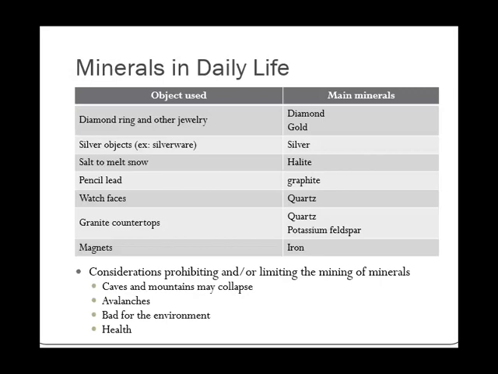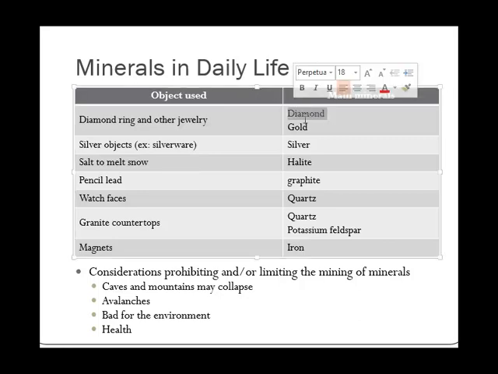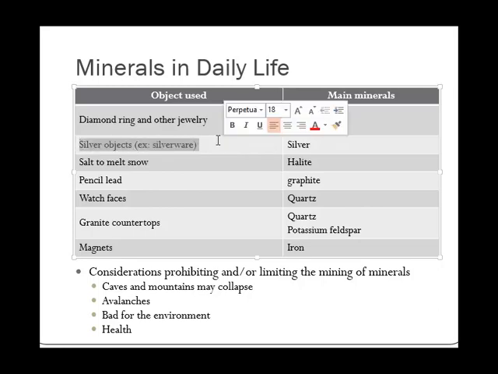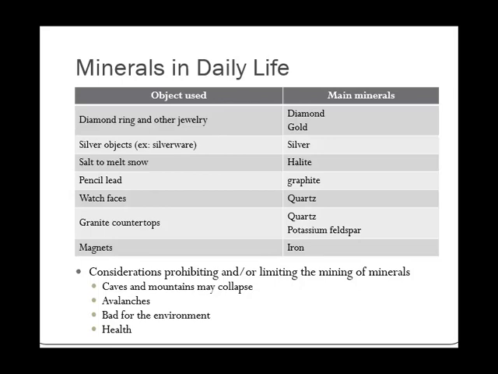Some examples of minerals that you see in daily life. Well, diamond and gold, I think we all know what those are. Those are both minerals. Well, diamond is actually made from carbon. Gold is its own element. Silver is used for silver objects like silverware and also, of course, jewelry.